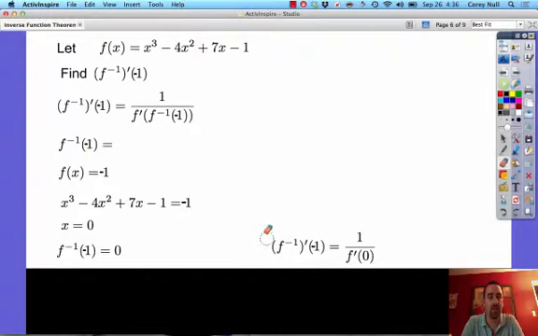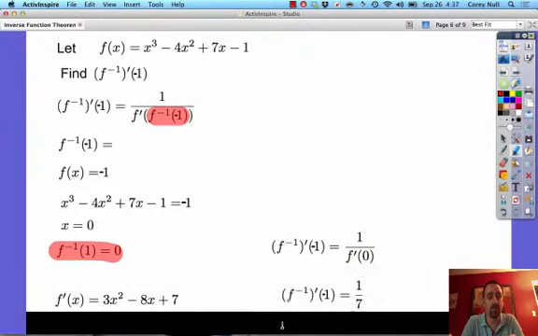Now here is a restatement of the theorem we had before, except now we know that f inverse of -1 is equal to 0. It goes there. So now I have that f inverse prime of -1 is equal to 1 over f prime of 0. Okay, but that's not so hard to do.